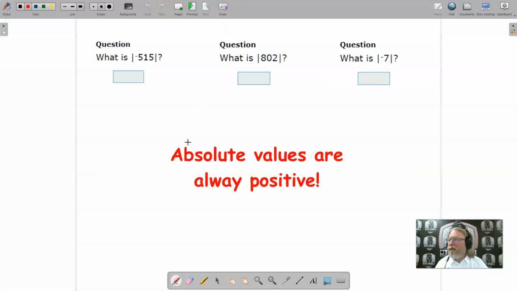And our last 3 questions, I'm distracted by my own note here. Absolute values are always positive, which is one of the key points that I'm trying to make in this lesson. So what is the absolute value of -515? It's +515. What's the absolute value of 802? It's 802. It's always going to be positive because, well, distance can't be negative, and absolute value is all about distance. What is the absolute value of -7? +7.